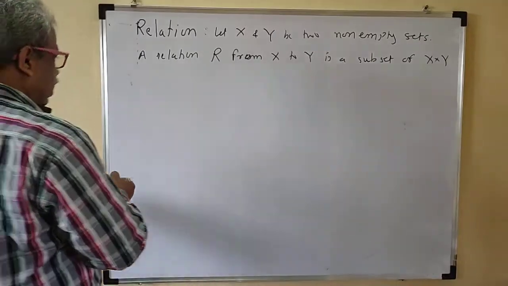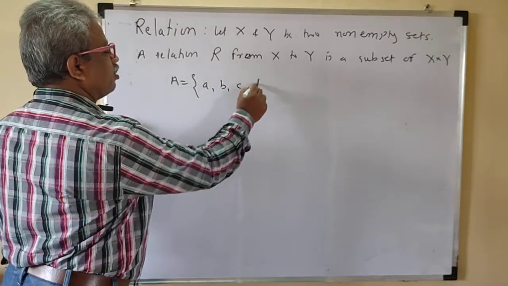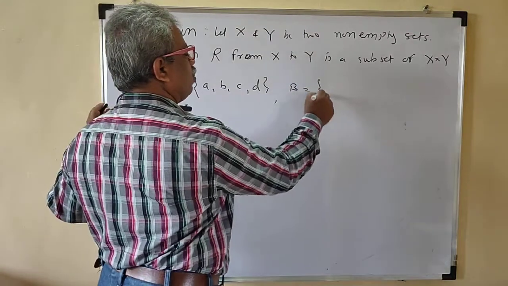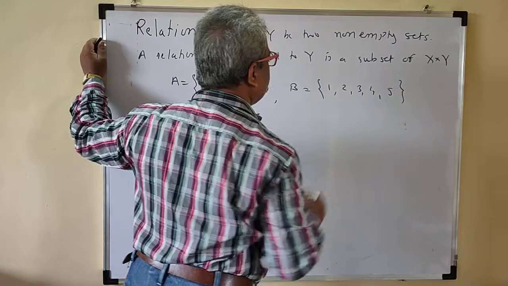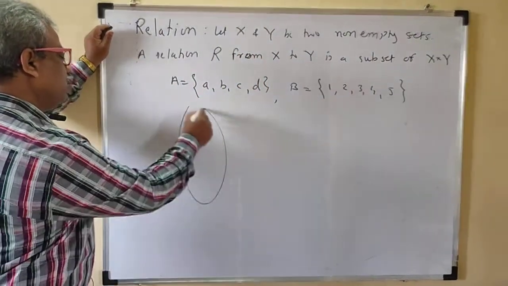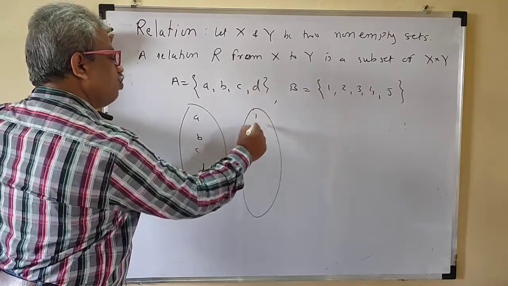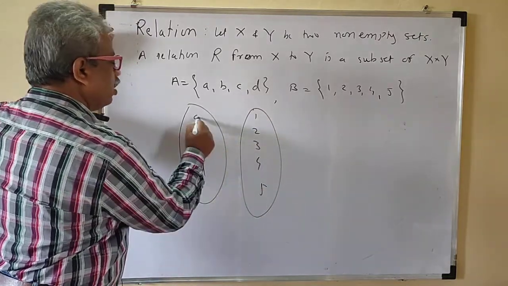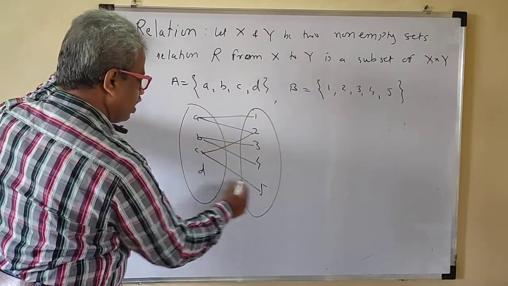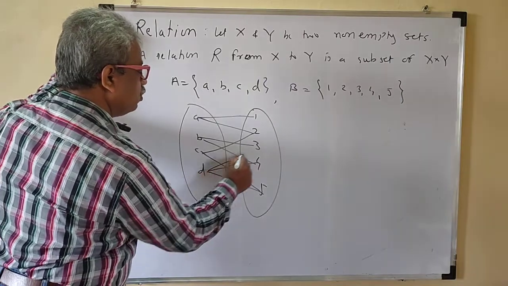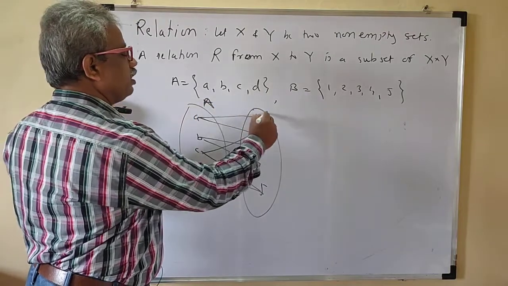So suppose I take A equal to {a, b, c, d}, and B equal to {1, 2, 3, 4, 5}. You can take capital X and capital Y also, whatever. If I draw this like this, suppose this is a, b, c, d here, and this is 1, 2, 3, 4, 5. This is your A and this is your B.